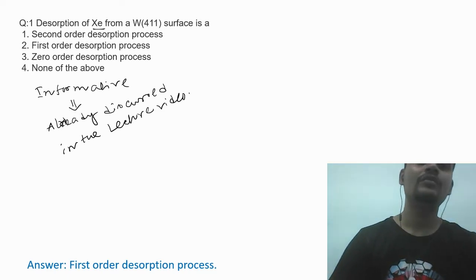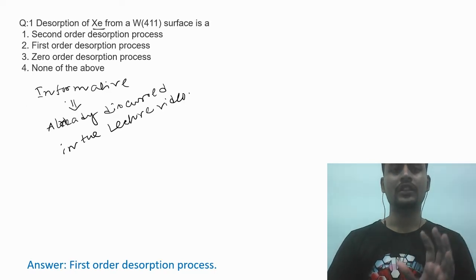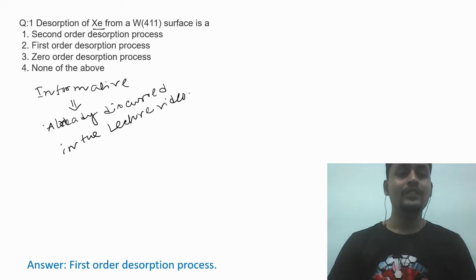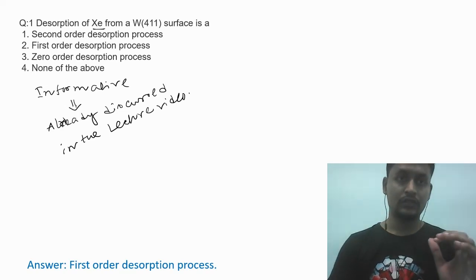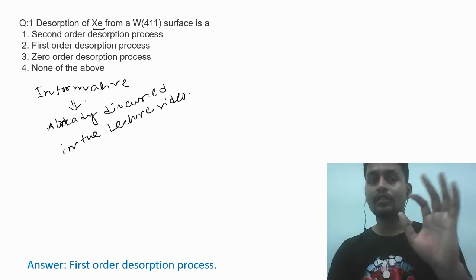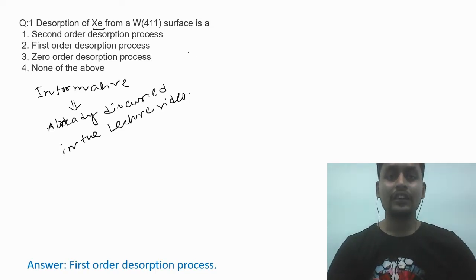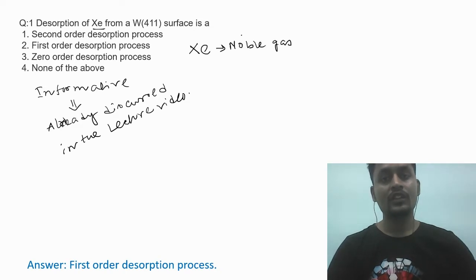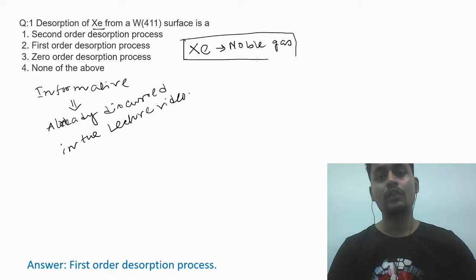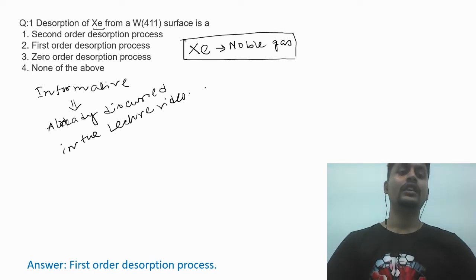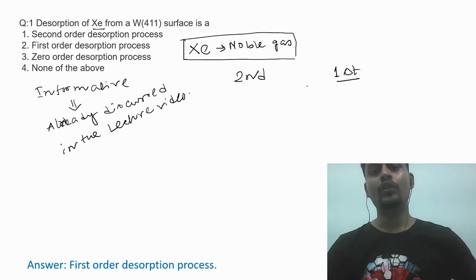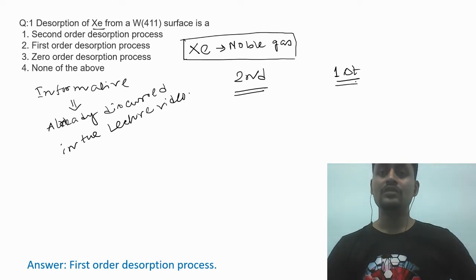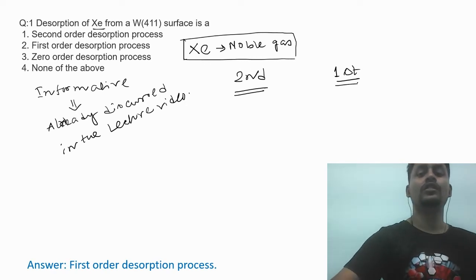So desorption of the xenon atom. This is a special case. So, sorry, this is not a special case. These are informative kind of questions. So what kind of process is it? But there is a logic as well. So normally xenon, it is a noble gas, right? Just need to keep this thing in mind. This is a noble gas. Now I'll come to what is second order desorption and what is first order desorption. If you know what is second order desorption and what is first order desorption, then you can easily guess what will be the answer.